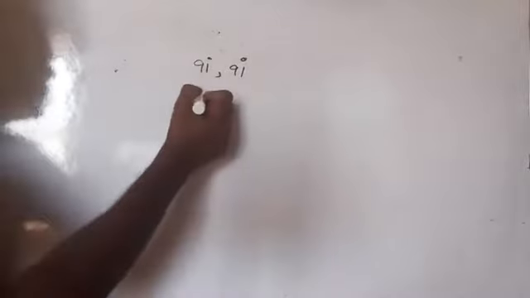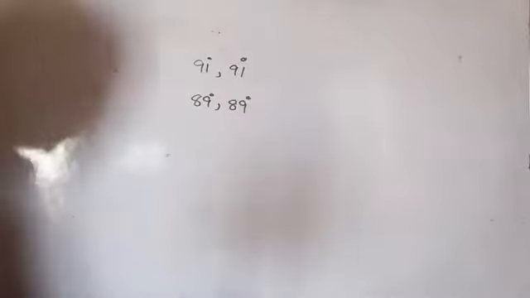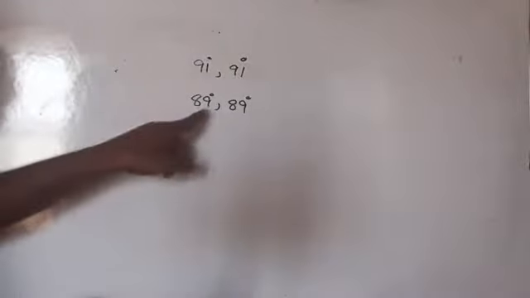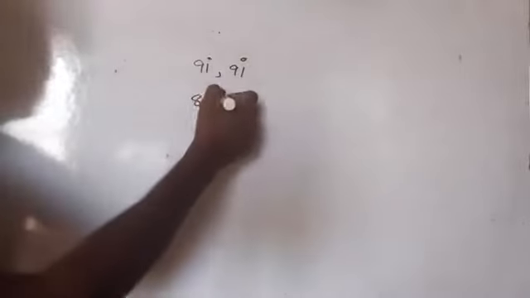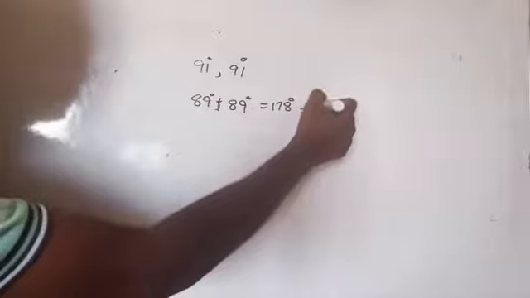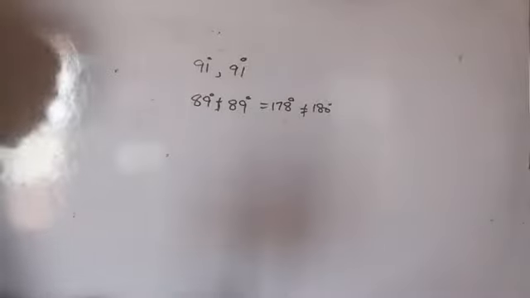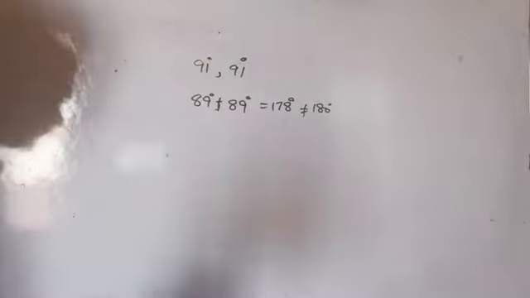Then, can two acute angles be supplementary? Never. Because you can consider 89, 89. These two angles are what? Acute angle. At the same time, when we are adding, what are we getting? 178. But 178 is not equal to 180 degree. Therefore, it is not possible. When the two angles are acute, then it never be a supplementary angle.